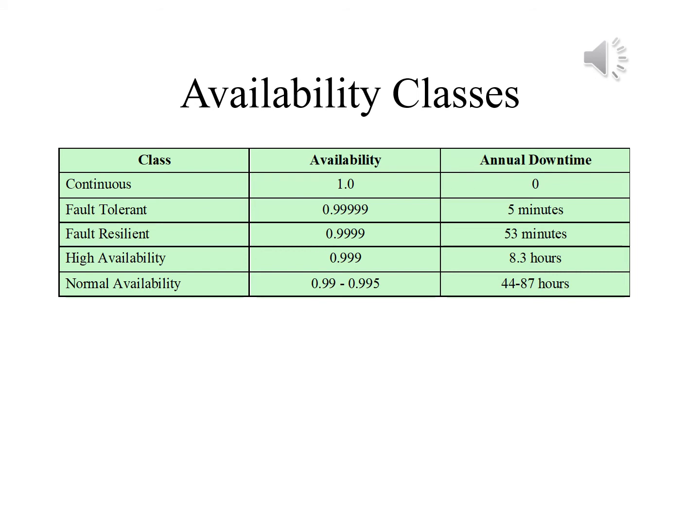In the case of continuous service, the system is always available and therefore availability is 1, with annual downtime of 0. Fault tolerant, you'll notice that we have here that the availability is 0.99999 for an annual downtime of 5 minutes. And from here you can see levels that go down overall. Normal availability would account for an availability of 0.99 to 0.995, with annual downtime between 44 and 87 hours.